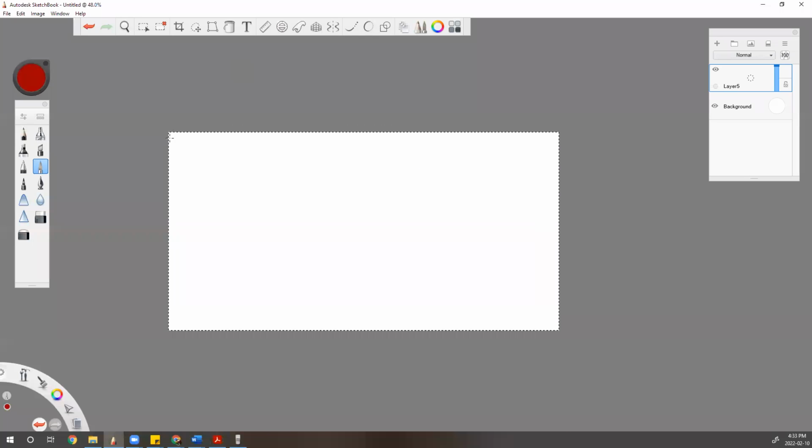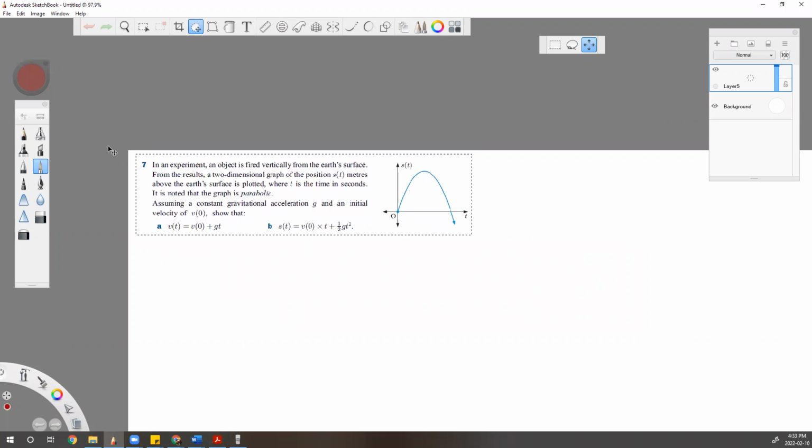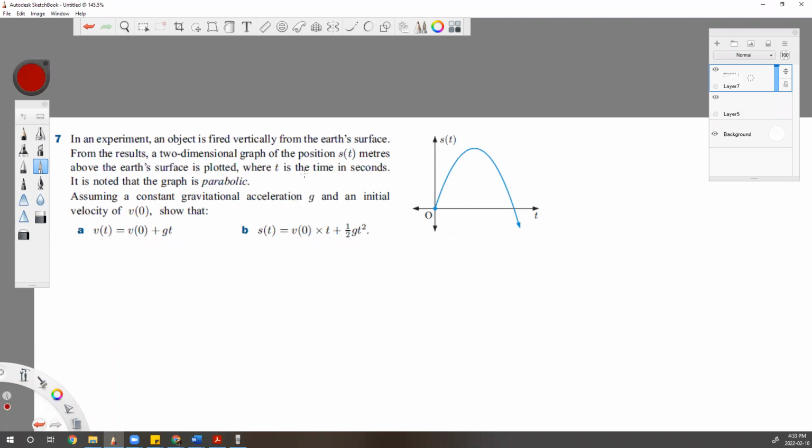You need the help of the graph right now. In an experiment, an object is fired vertically from Earth's surface, with its position s of t above the surface plotted, and s of t in meters. It is noted that the graph is parabolic, so it is a quadratic function.